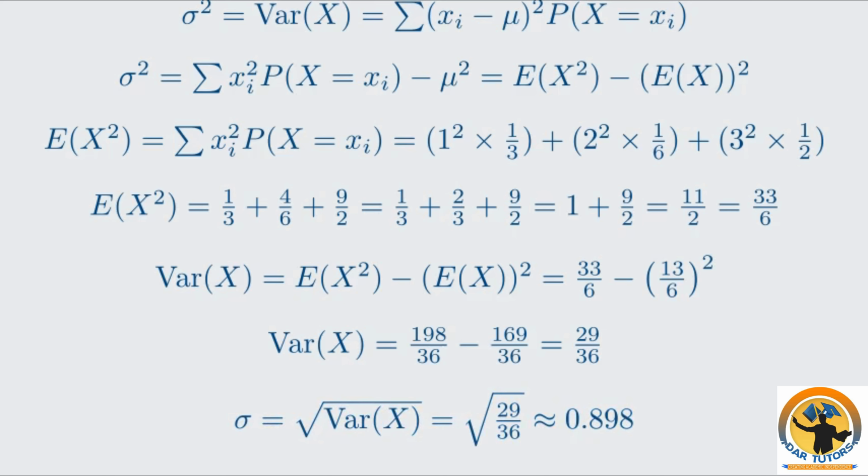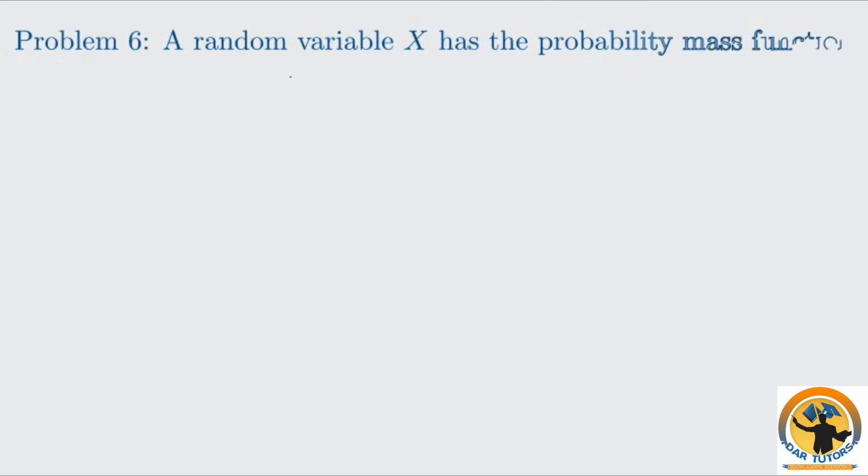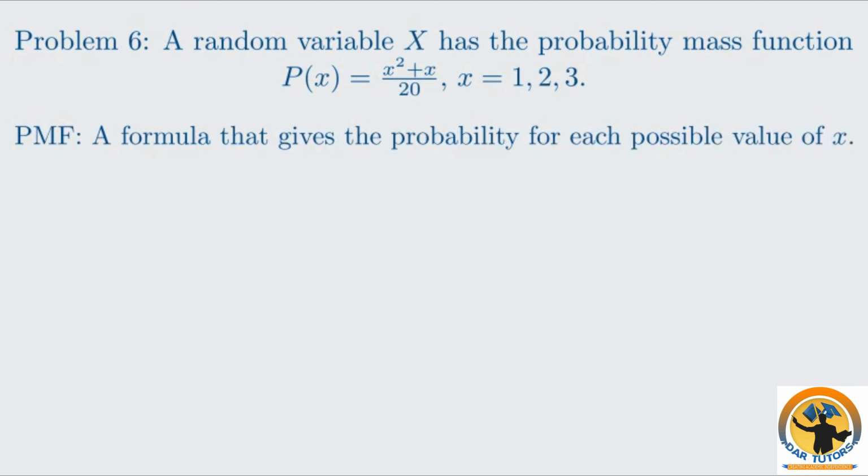In this problem, we've successfully constructed a probability distribution and calculated its mean and standard deviation. We've seen how to build the foundation for analyzing discrete random variables. Our next problem introduces a random variable X with a probability mass function. A probability mass function, or PMF, is simply a formula that gives the probability for each possible value of X.